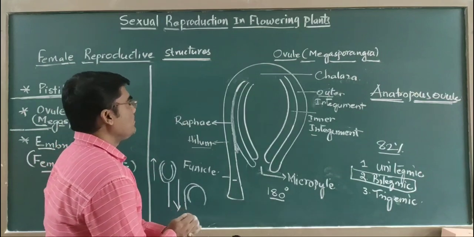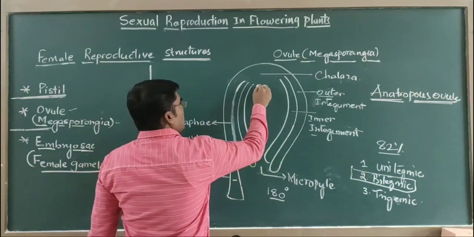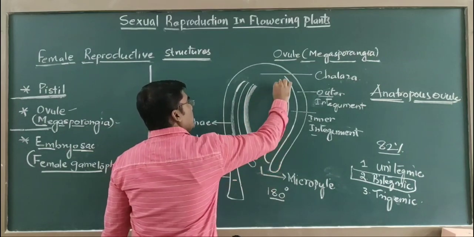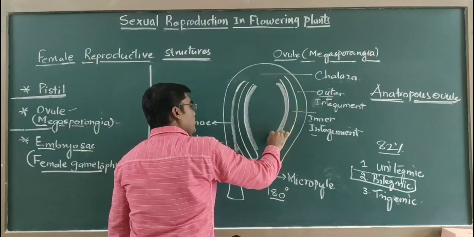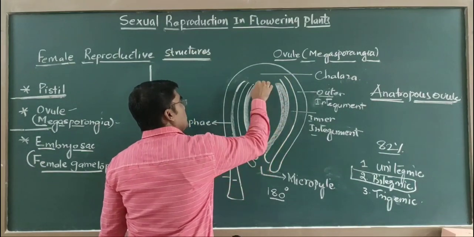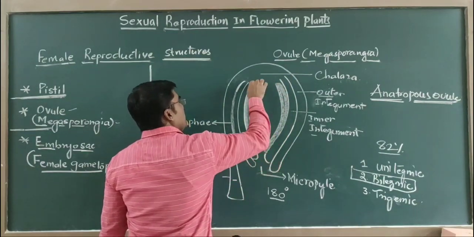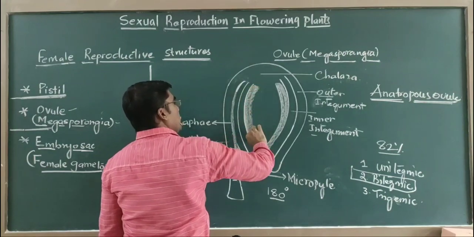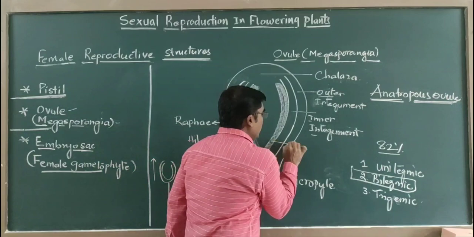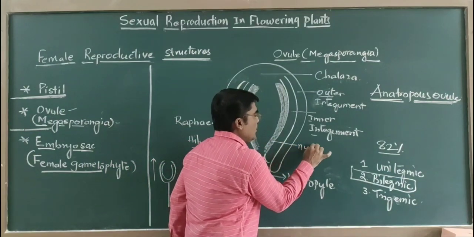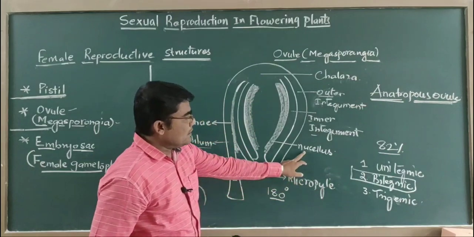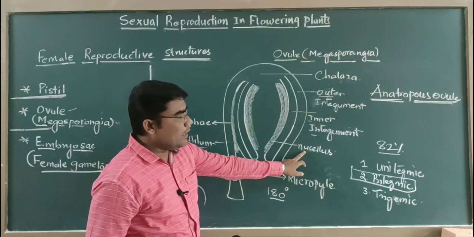After this there is a presence of a mass of tissue. Here we observe some mass of tissue. ಈ ಭಾಗದಲ್ಲಿ ಒಂದಿಷ್ಟು ಟಿಶ್ಯೂ ಇರುತ್ತದೆ. Multicellular tissue area is present, and this is said to be nucellus. Try to understand, this is nucellus, not nucleus.